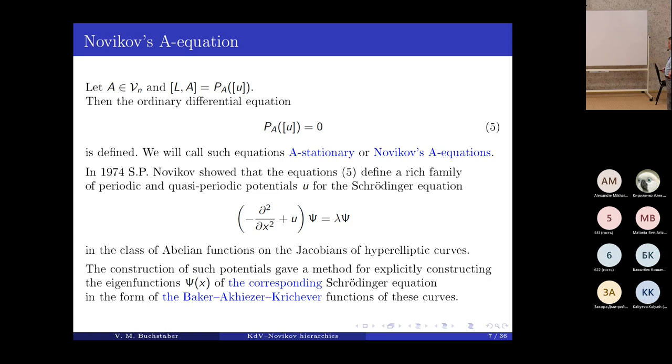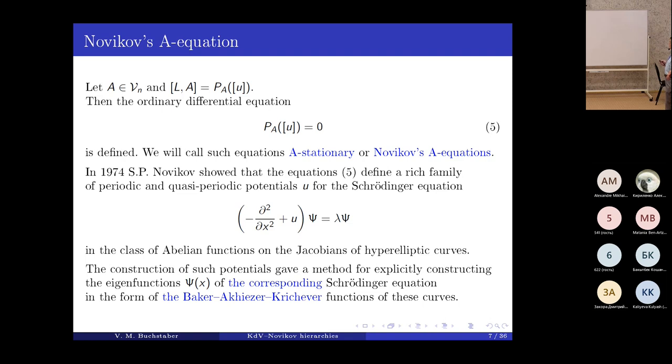Novikov's equation. What did Sergei Petrovich Novikov suggest? He suggests to consider such an operator A such that the commutator is an operator of multiplication by a polynomial, and to introduce an ordinary differential equation. Let me repeat, A is a differential operator, but now we obtain an ordinary differential equation. We will call such an equation A-stationary, or the Novikov A equation.